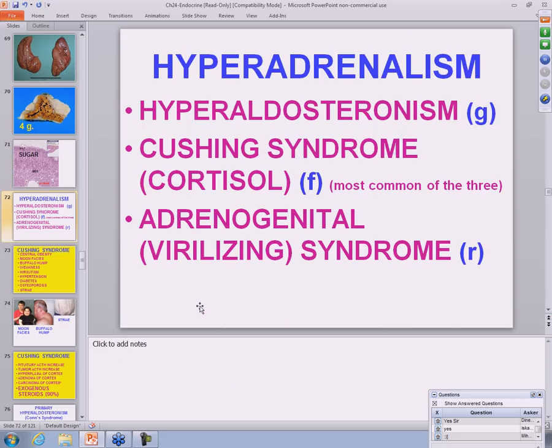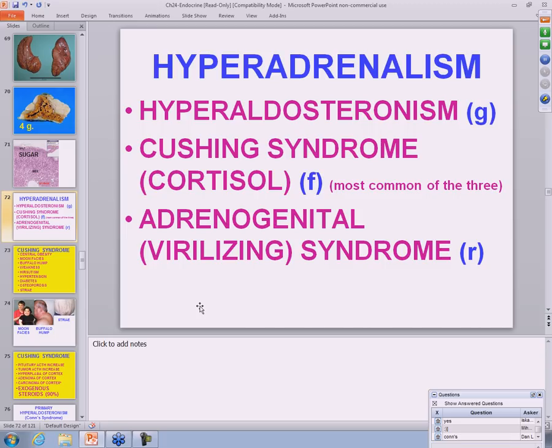Next one. What is hyperadrenalism? Hyperadrenalism is an increase in adrenal cortical hormones. They could be any one of the layers. They could be the mineralocorticoids, they could be the glucocorticoids, they could be the sex hormones. Now, the classical name for an increase in the mineralocorticoids from the zona glomerulosa is Conn's syndrome, C-O-N-N syndrome. And that's something that's going to produce an increase in mineralocorticoids, the master hormone of which is aldosterone.